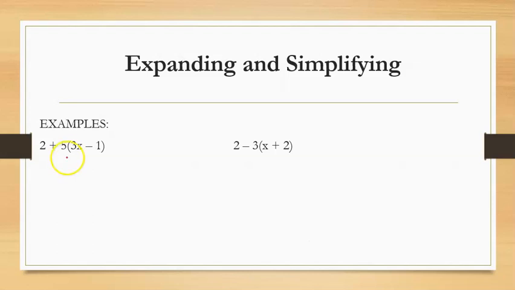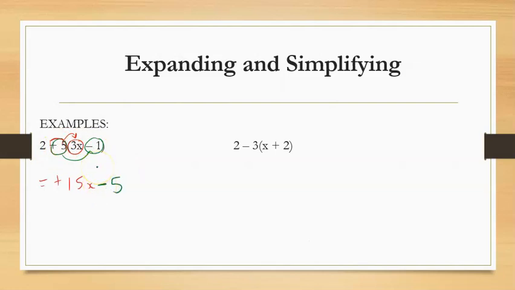So when you come to expand the brackets here, remember to take the sign with it. So it's positive 5 multiplied by positive 3x. So that gives you positive 15x. And positive 5 multiplied by negative 1. Well, 5 times 1 is 5. The signs are different, so the answer will be different.